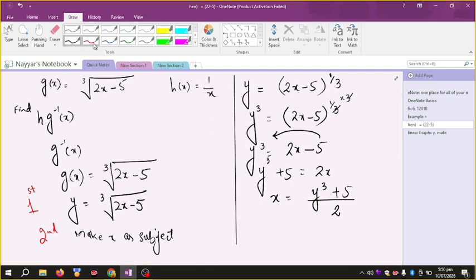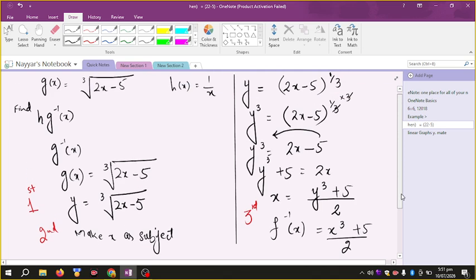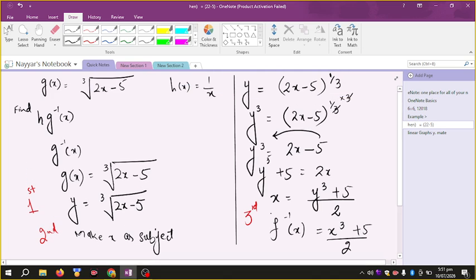Now the third step is that this x will be written as the inverse function, and if we are taking the inverse, it means that this y will become x. So it will become x cube plus 5 over 2. This is our function, which is g inverse x. Sorry, it is not f inverse x, this will become g inverse x. So we found the answer of g inverse x.